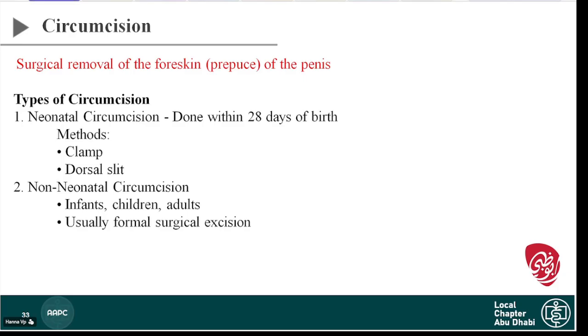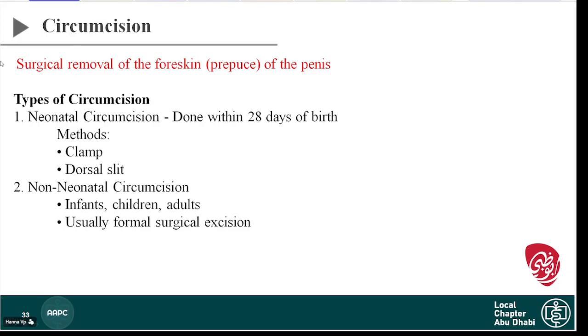Surgical removal of the foreskin, the prepuce of the penis. This is also a common procedure you can see for coding. You can see too many different types of codings in circumcision. So before going to the codes, let's see the types of circumcision mentioned here.